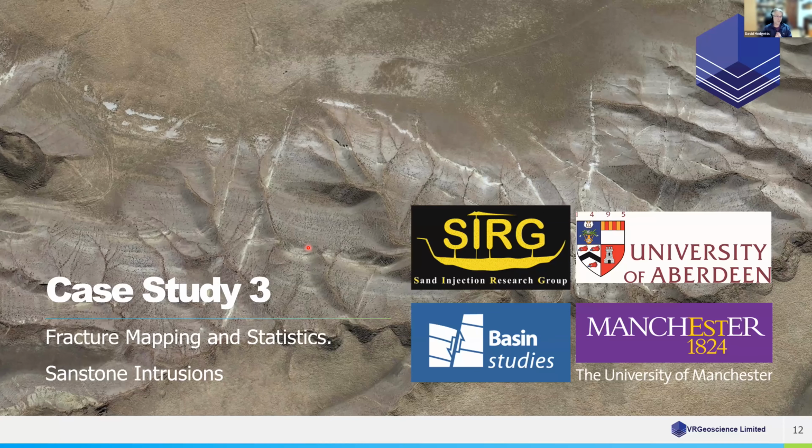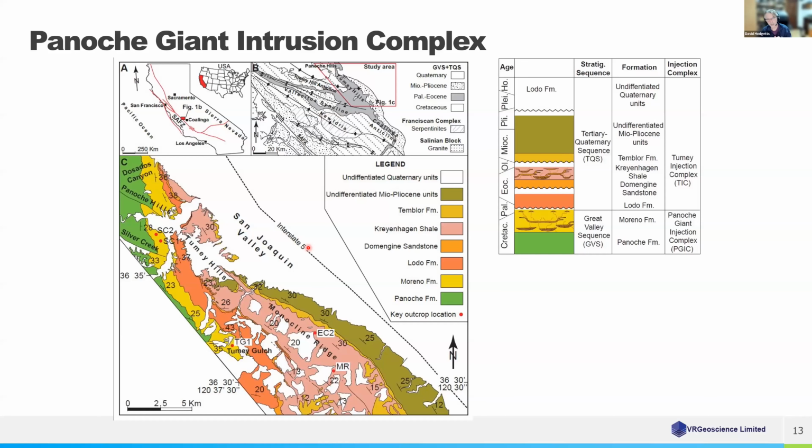Our third case study is looking at a different scale again, so going a larger scale now. Fracture mapping of sandstone intrusions. This is a project that I worked on jointly with the University of Manchester and the University of Aberdeen, the Sandstone Injection Research Group. And we were out in California looking at the Panoche Giant Intrusion Complex.